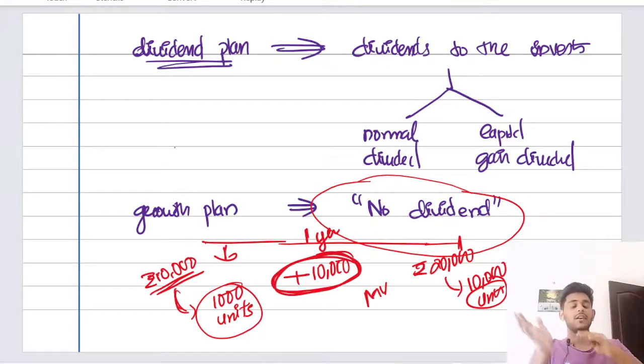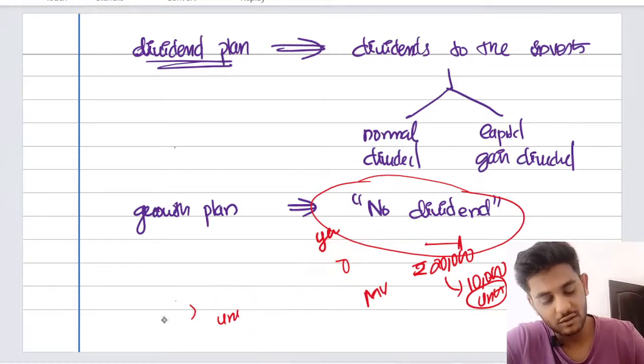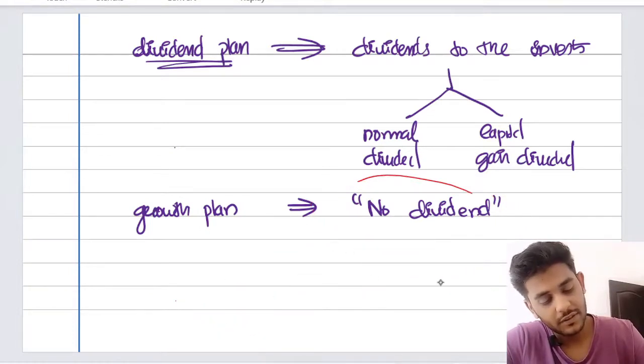So rather than providing dividend, it is growth here. You will invest a smaller amount, and after a certain period your investment will grow, and at that point of time you can redeem and get that money out. That is what happens in the case of a growth plan. There is no concept of dividend here, only growth.